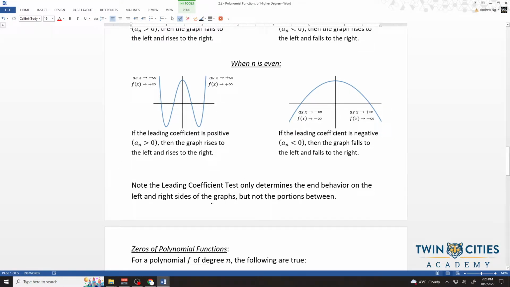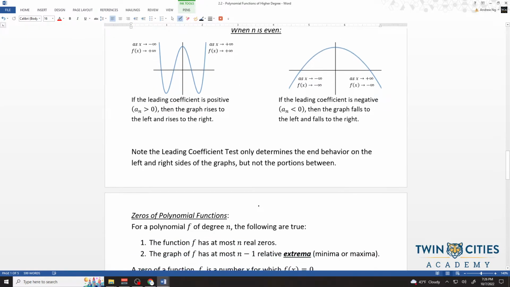But note that the leading coefficient test only determines the end behavior on the left and the right side of the graphs, not the portions between. So while we know ultimately this will maybe go up to the left and down to the right, we don't know anything about what's happening inside those two points, what's happening between those two. So we need some other tools.